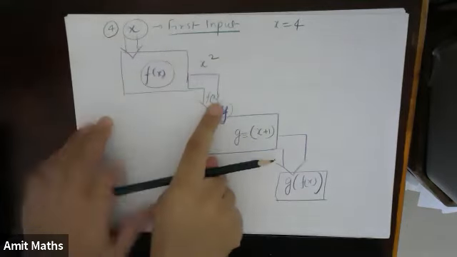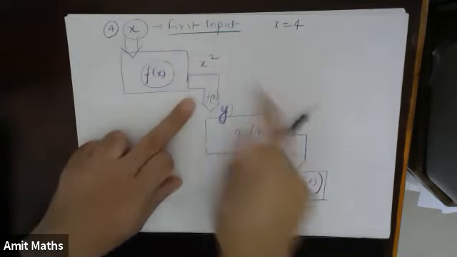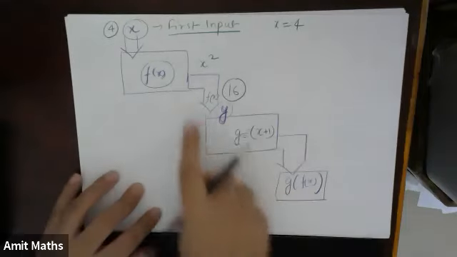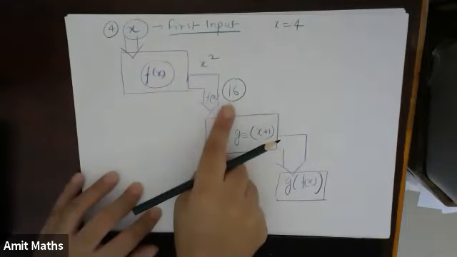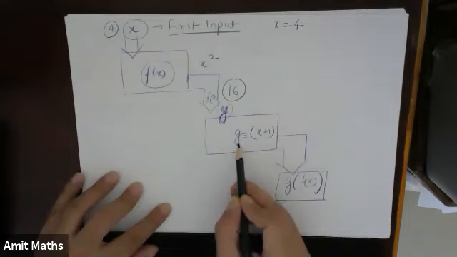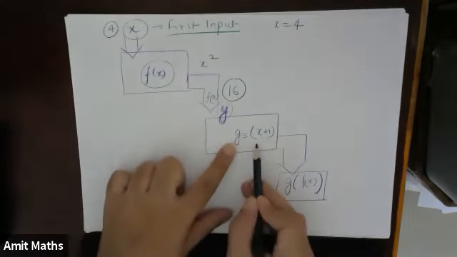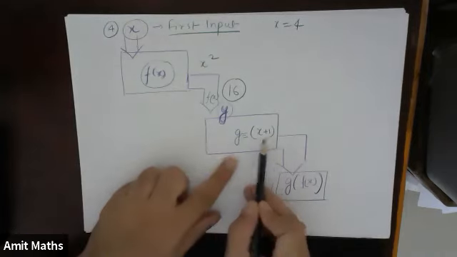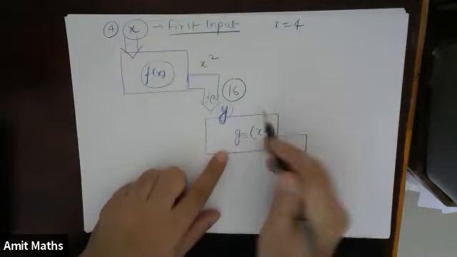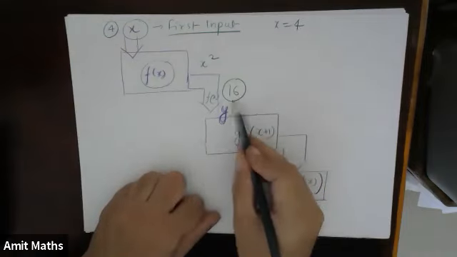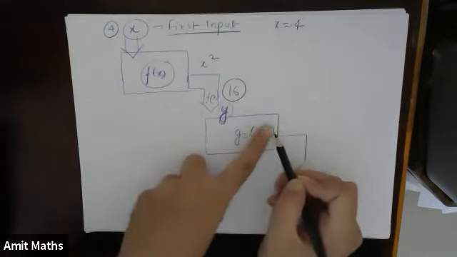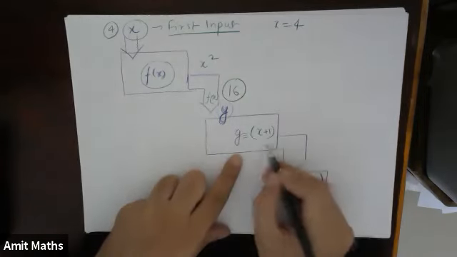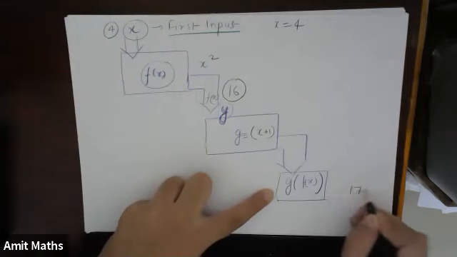What will be the output? The first output will be 4 square, which gives 16. Now 16 is the output given by the first process. G of x is x plus 1, so whatever value it is given, it will add 1 to it. It will add 1 to 16, so this becomes 16 plus 1, and the final answer will be 17.